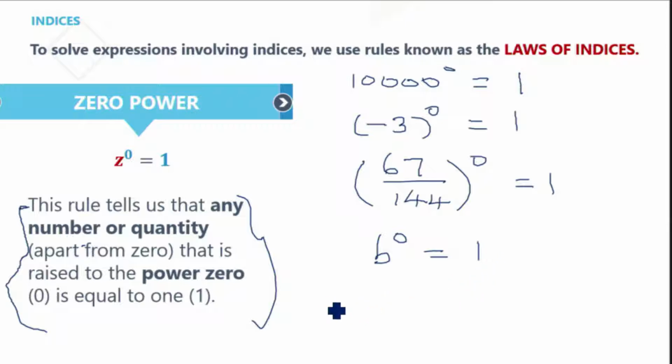Any quantity whatsoever. 4b, a product, raised to the power 0 is equal to 1. So any quantity, any number, any letter raised to the power 0 is equal to 1. So anytime you're solving and you come to the point where something is raised to the power 0, the result is always 1. Let's look at the next.